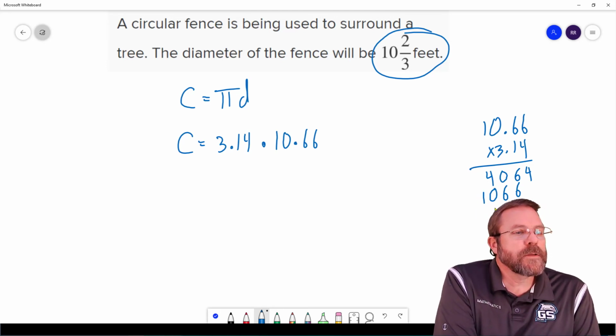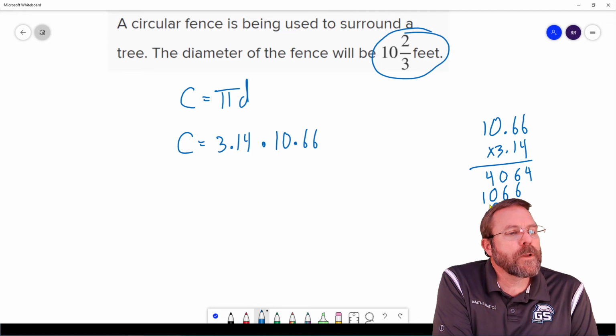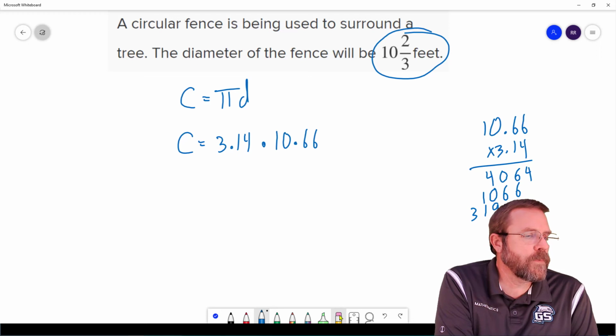And the next line, skip over 1 again. 3 times 6 is 18. 3 times 6 is 18, plus 1 is 19. 3 times 0 is 0, plus 1 from the 19, and then 3 times 1 is 3. Now I think I may have made a mistake back here. Yep, this one, that 0 right there, I believe that is supposed to be a 2. So let me fix that.